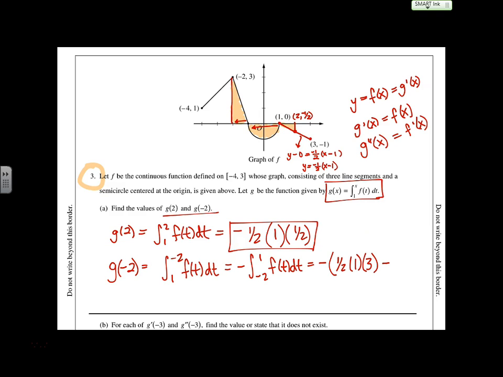Area formula of the semicircle: 1/2 pi r squared. Who is r in this circle? 1, because the diameter is 2. So 1 squared. Okay, as we talked about before, let's take it to the middle.